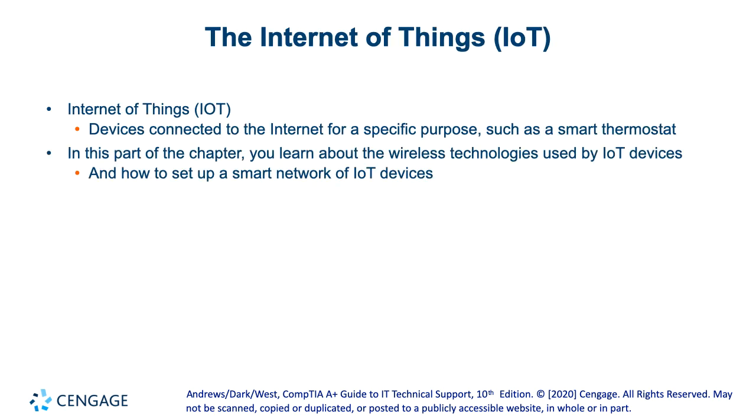Internet of Things, IoT, devices are connected to the internet for a specific purpose, such as a smart thermostat, so you can control your thermostat at home or office over the internet. But there are other things, like your fridge. There are smart fridges that connect to the internet and order products when they're low in the fridge. So we'll also learn about wireless technologies used by the Internet of Things and how to set up a smart network.